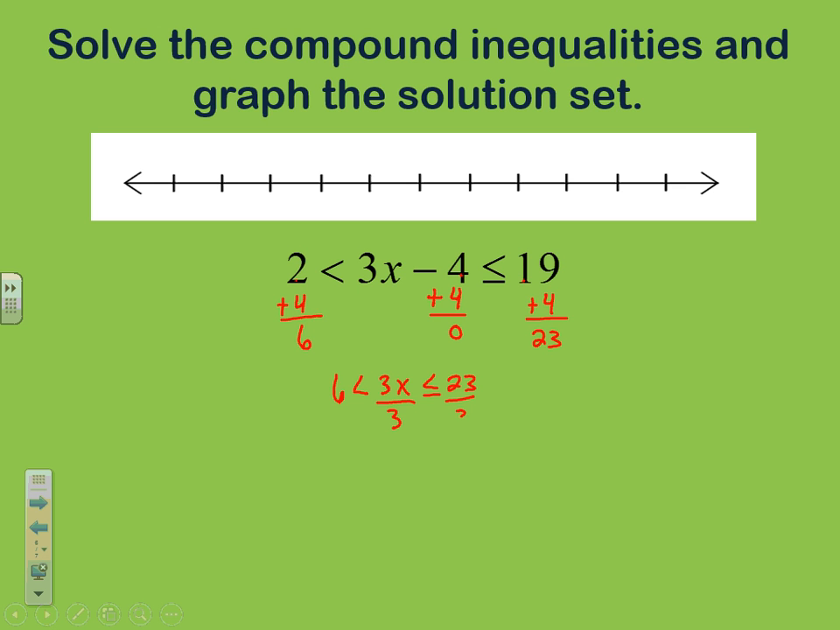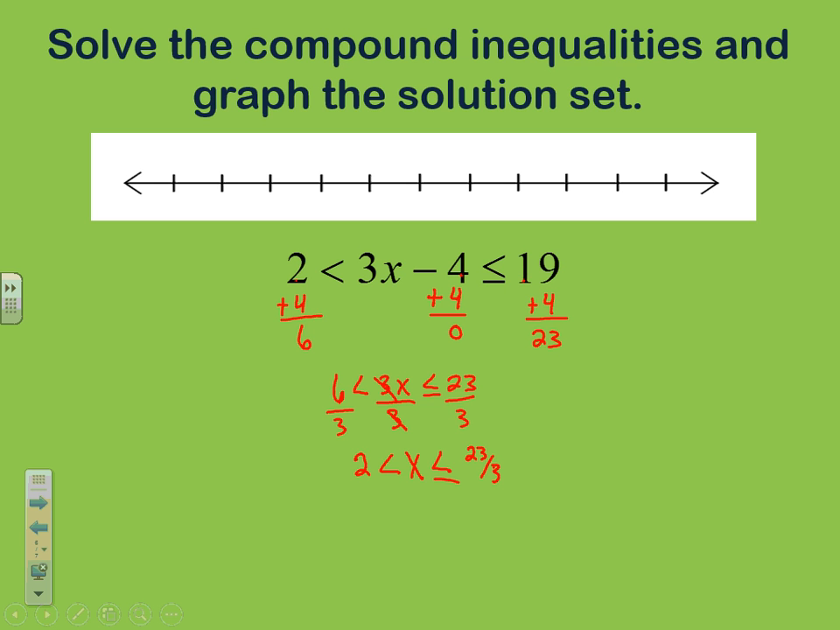At this point, we're going to divide by the coefficient 3 on all parts of the inequality statement. In the middle, the 3 over the 3 simplifies to be 1x. And because we're dividing by a positive number, the symbols do not have to change direction. So 6 over 3, that's just 2. 23 over 3, unfortunately, doesn't simplify, so we'll just leave it as 23 over 3, something a little bit larger than 7.